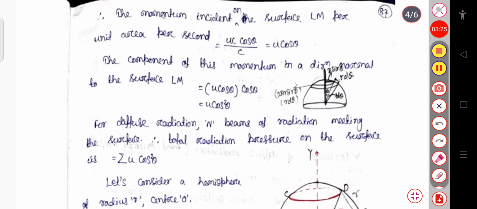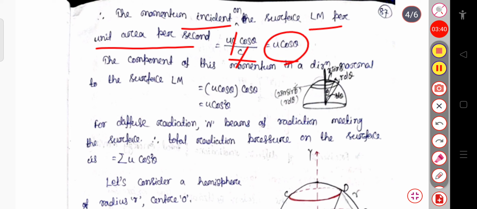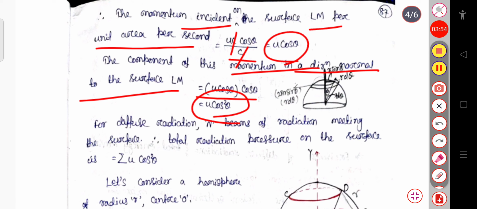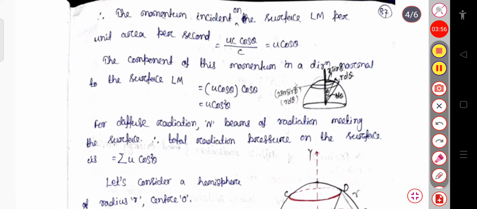Now we will calculate the momentum incident on the surface LM per unit area per second. So this is the pressure, which is equal to UC cosine theta divided by C. Here the C gets cancelled, so that will be U cosine theta. The component of this momentum in a direction normal to the surface LM will be along this cosine theta component. So this will be U cos theta into cosine theta, which will be equal to U cos square theta.